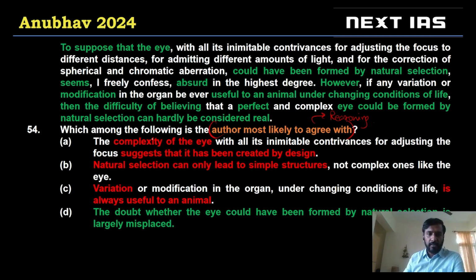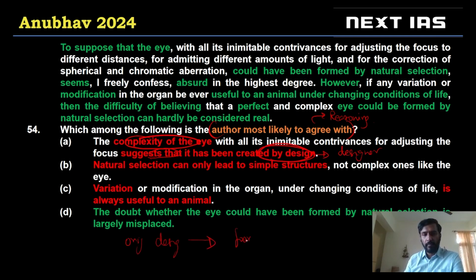Option A says the complexity of the eye suggests that it has been created by design. By design implies there is some designer here, right? There was an original design, and then this format has been applied.